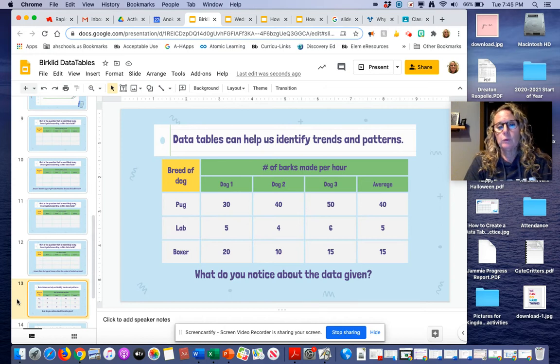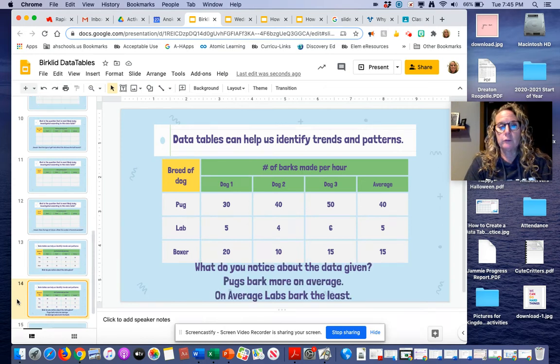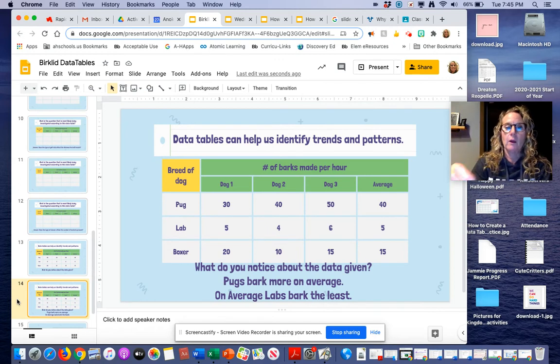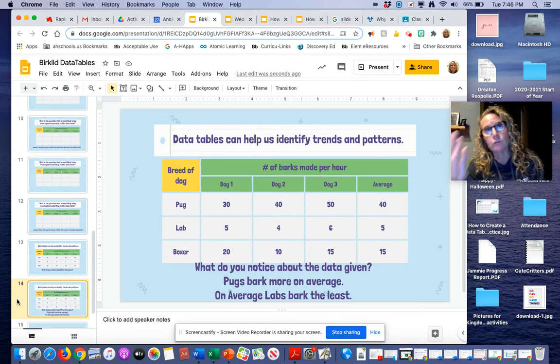So you could come to a couple of different conclusions. I wrote down 2. You could say that pugs bark more on average. If you look at that data table, that would be true. Pugs bark more on average per hour. We could also, on the reverse, say that on average, labs bark the least. That would be a fair assumption based on that data. So we can look at the data and look for trends or patterns in the data. We can also then learn about whether or not we would support or reject our hypothesis. So we'd have to look back.